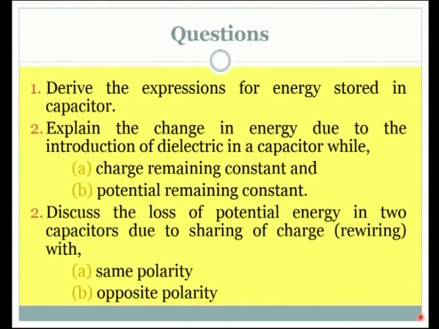We will test our understanding of what we have learnt in this lecture by answering these questions. Derive the expression for the energy stored in a capacitor. Explain the change in energy due to the introduction of dielectric in a capacitor while charge remaining constant and potential remaining constant. Discuss the loss of potential energy in two capacitors due to sharing of charge, that is rewiring with same polarity and opposite polarity.